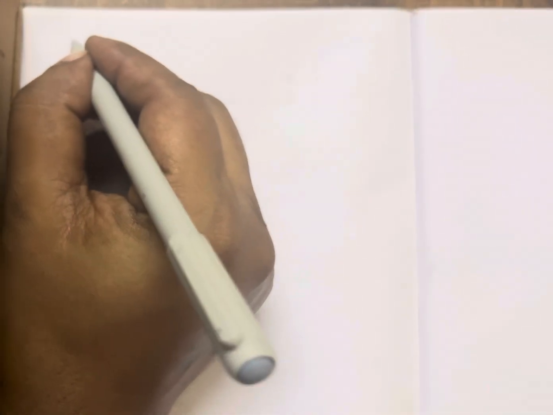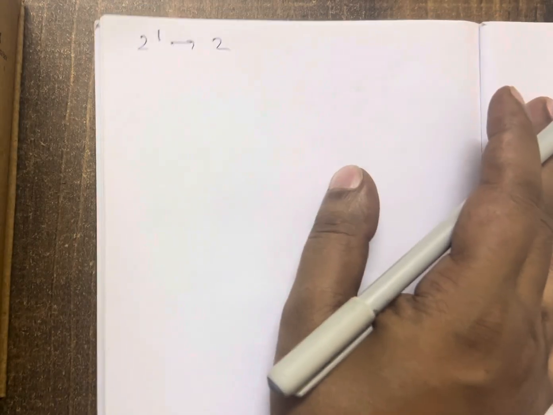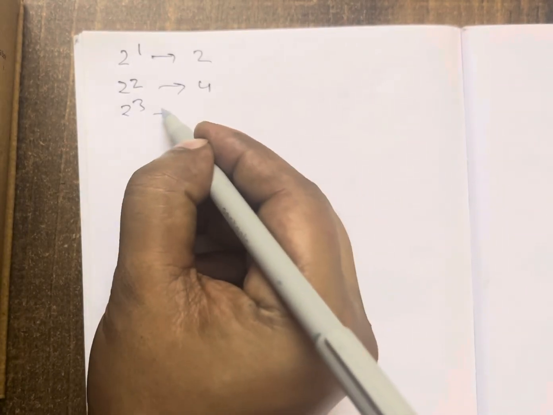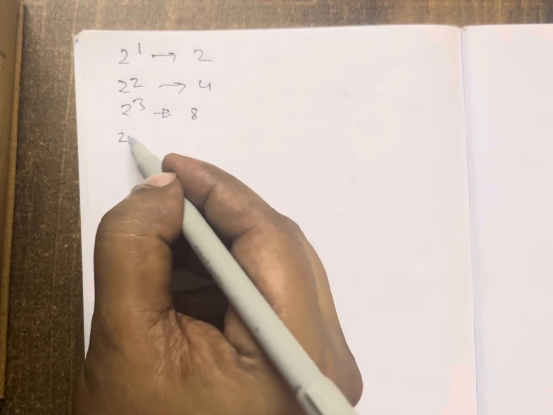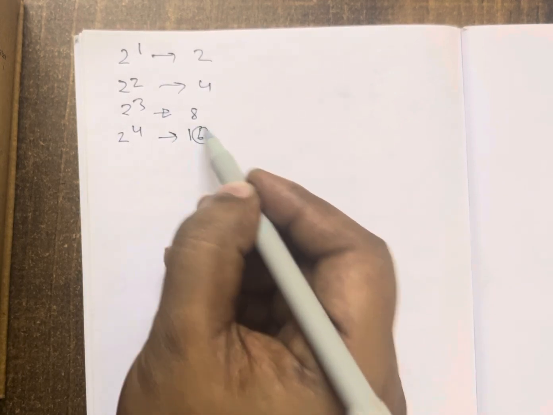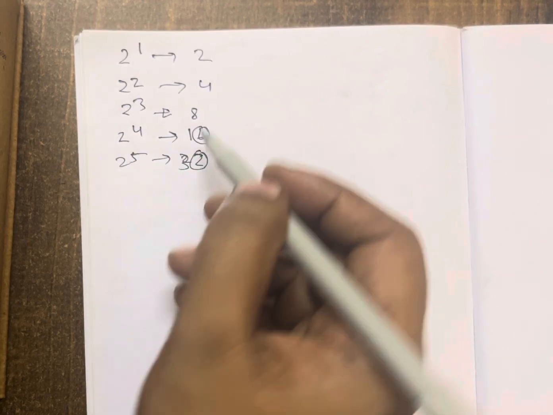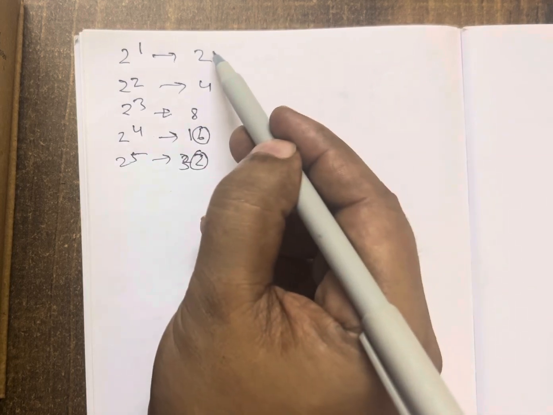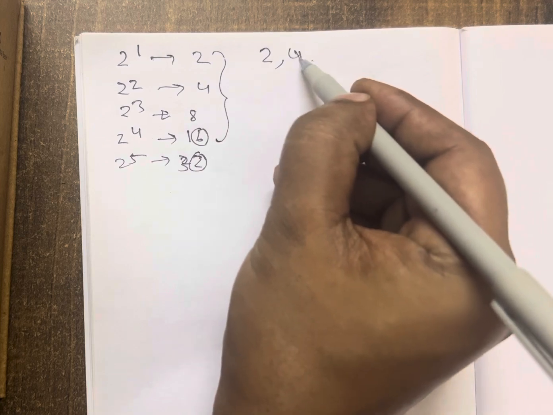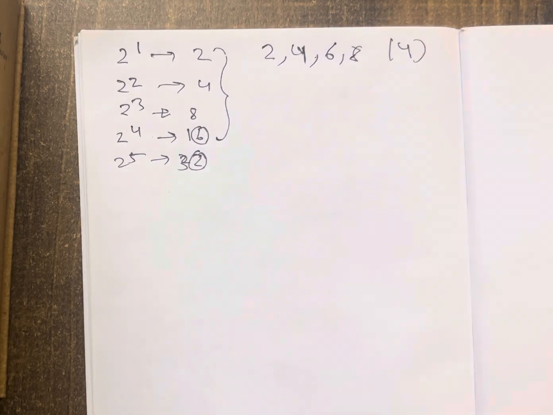So 2 to the power 1 is simply 2, 2 to the power 2 is 4, 2 to the power 3 is 8, 2 to the power 4 is 16, so the last digit is 6, and 2 to the power 5 is 32. So you can see that it starts repeating after every 4. So we can say 2's cyclicity is 2, 4, 8, 6, and its cycle length is 4.